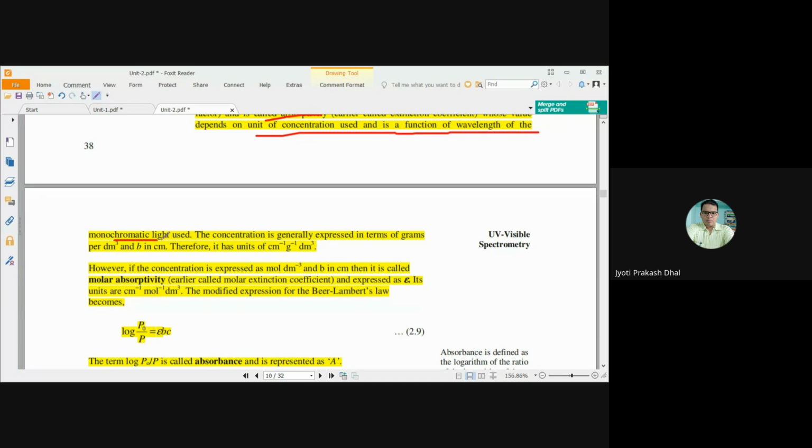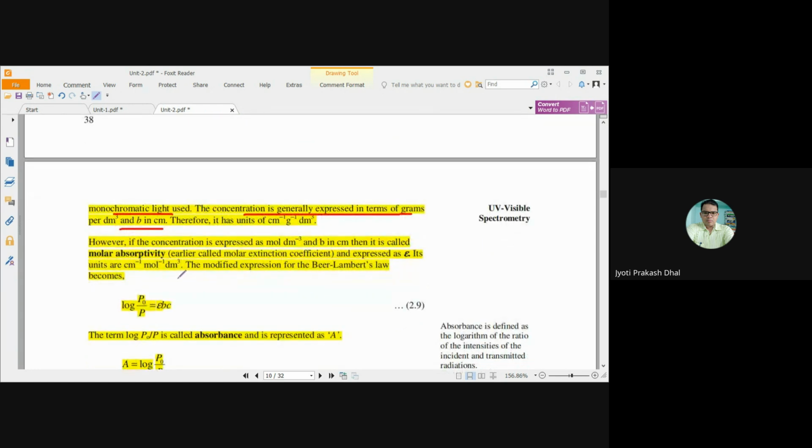is a function of the wavelength of the monochromatic light used. The concentration is generally expressed in terms of gram per ml, or b in terms of centimeter. Therefore, it has a unit centimeter inverse, gram inverse, decimeter cube. However, when the concentration is expressed as mole per decimeter cube, and b in terms of centimeter, that is called molar absorptivity or molar extinction coefficient, expressed as epsilon in the case of a molar sample. Its unit is centimeter inverse, mole inverse, decimeter cube.